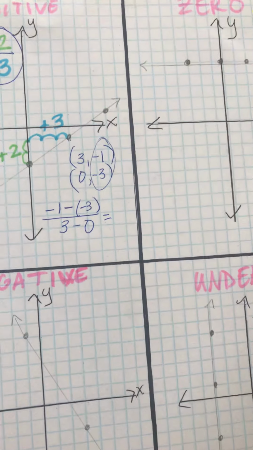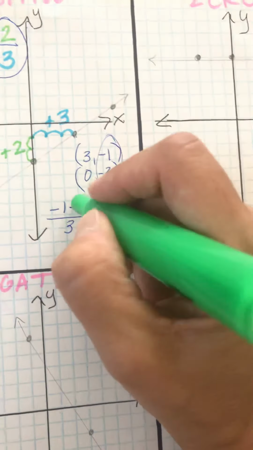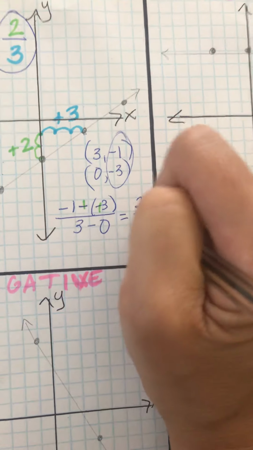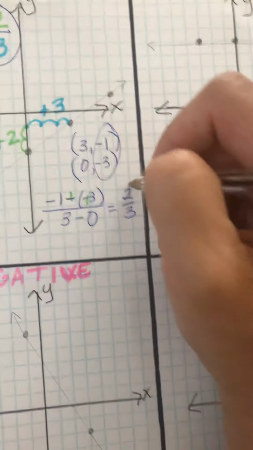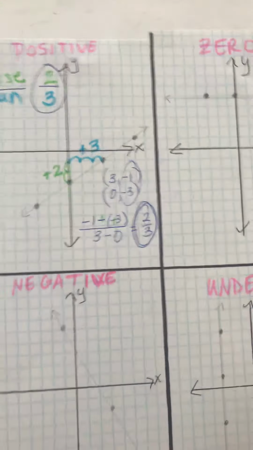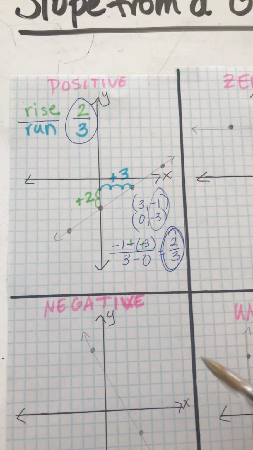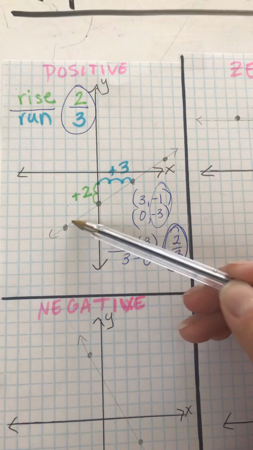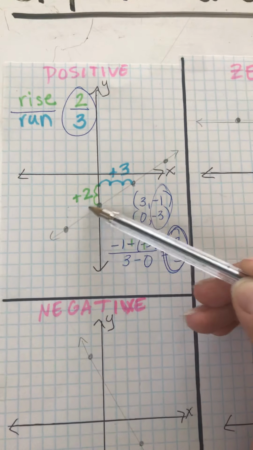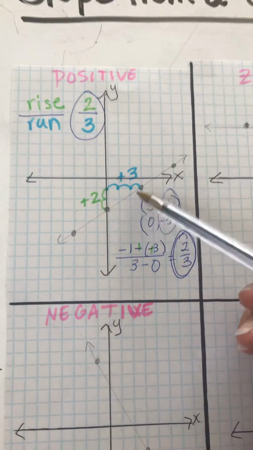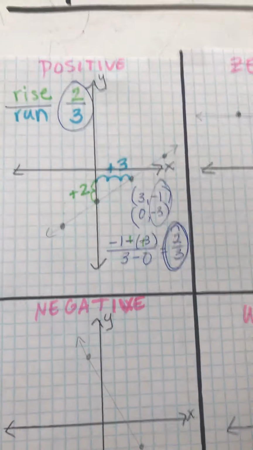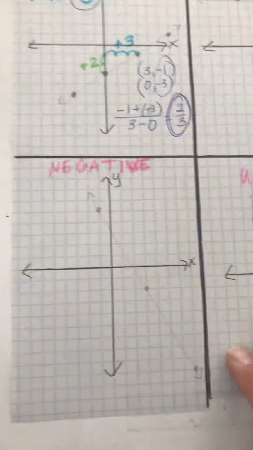Remember, keep, change, opposite. So change, make that its opposite. So that's really 2. 3 minus 0 is 3. And oh, look at that. You still have the fraction of 2/3. So this slope value is 2/3. For every 2 up, you go 3 over. 1, 2 up, 1, 2, 3 over. Yay, I'm back on the line. 1, 2 up, 1, 2, 3 over. It's a pattern. That's why your data table shows a pattern.